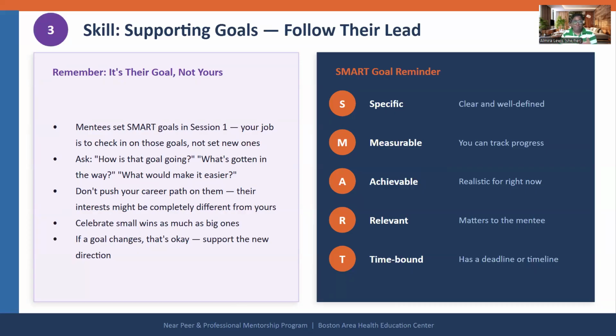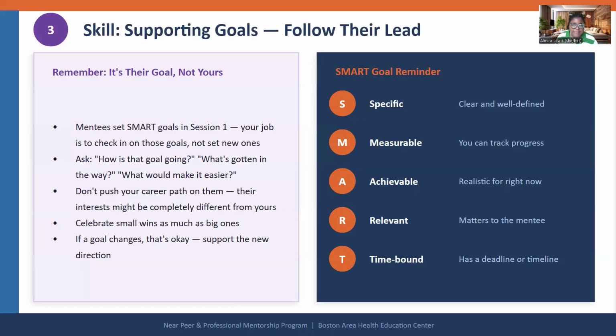And so throughout the sessions, I want you to celebrate their small wins and their big wins. Be like, hey, I see that you're working on your SMART goal. You said you want to be better personally at public speaking, and I see you speaking up more during sessions. I love that. I love that, you know?